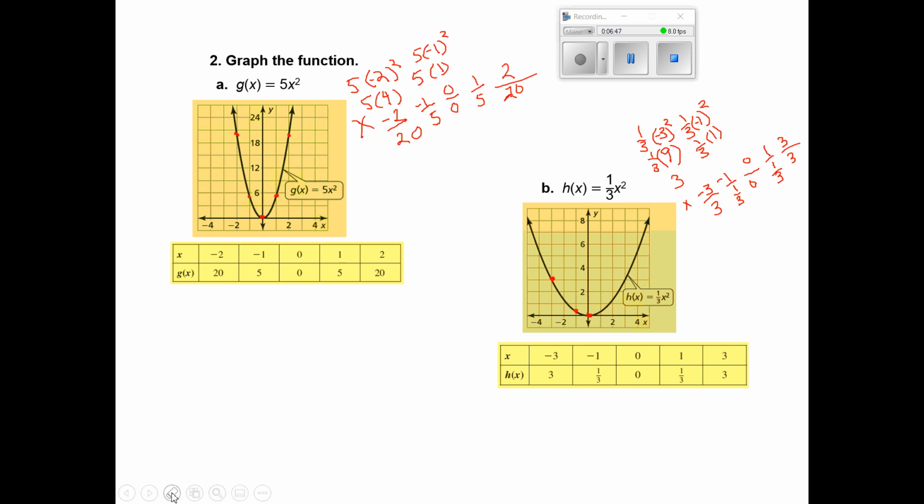And that means that 1 and 3 will be 1/3 and 3 as well. And now we just make our line that makes our parabola. All right, let's go to number 3 now.